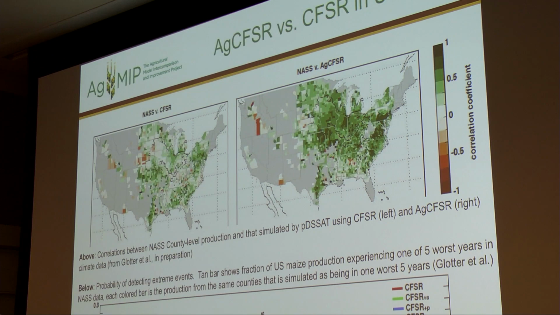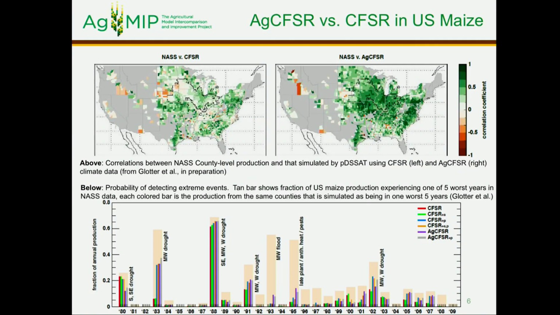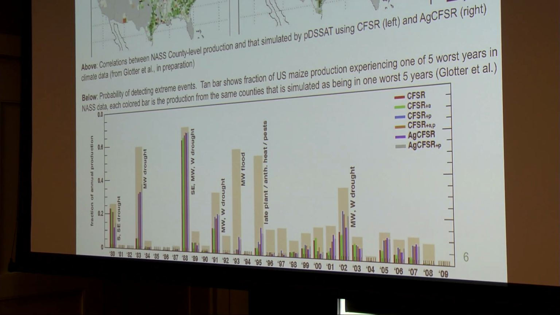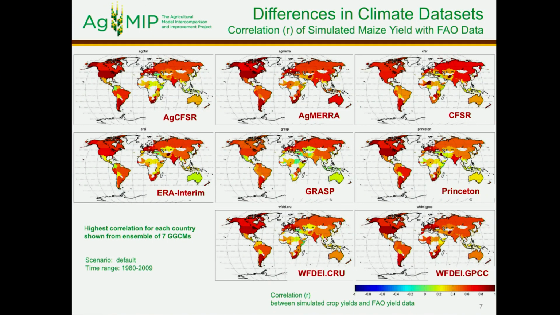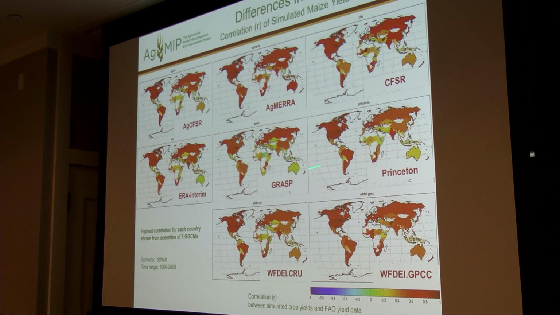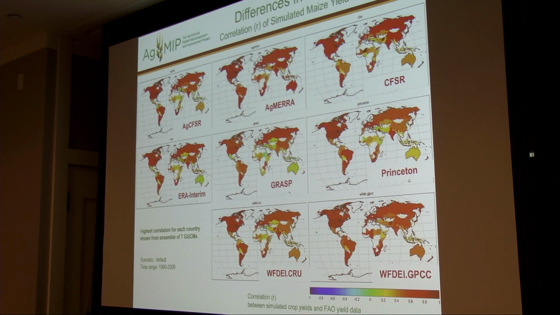We're using it to look at the actual sequence of extreme events in the United States, showing what we can capture in our models and what we can't. So we're doing a lot of work on this. But we can take this to the global level. When we run all of our crop models through with different data sets, you see that there are differences. And I'll just point out as an example, here's AgMIP in Australia has a pretty high correlation, whereas some of these other ones do not.